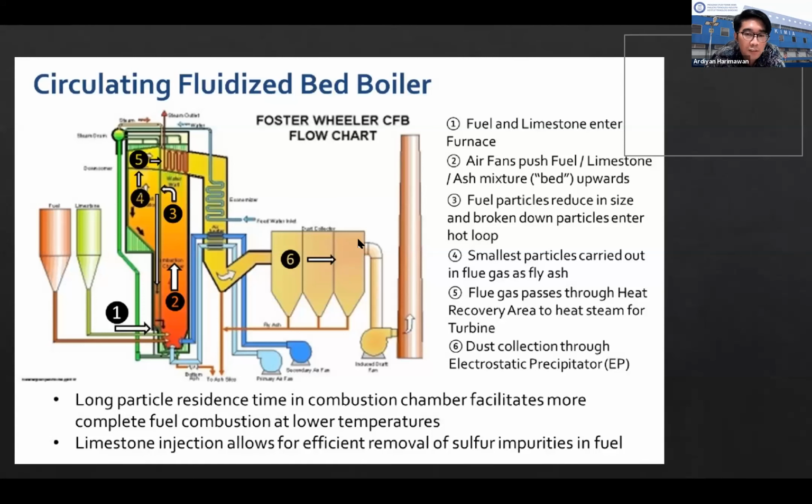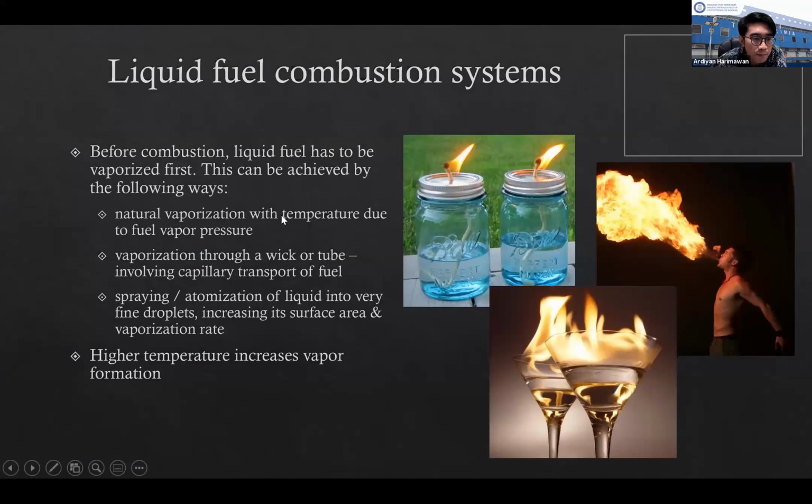Yeah, that's one example. Actually, it's the product video from one of the suppliers. It's about one type of optimized CFB boiler. Okay, I hope from the animation you can get a representative picture of how the CFB boiler is operated. Any questions up to this part?